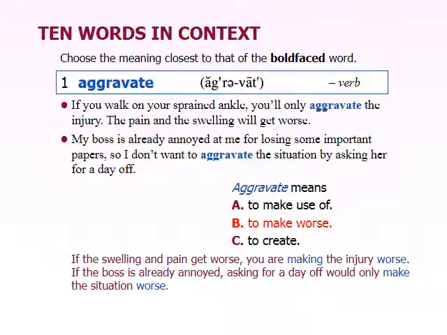So in the first example, it's the sprained ankle. This person has hurt their ankle, so if they continue to walk on it, the pain is going to get worse. So this is an example of an injury. And the second one is a problem situation, right? The situation is that I lost some important papers, so the boss is annoyed or angry with me. So I don't want to make that situation or that problem even worse. So keep that in mind. Aggravate means to make something that's already bad more bad or worse.